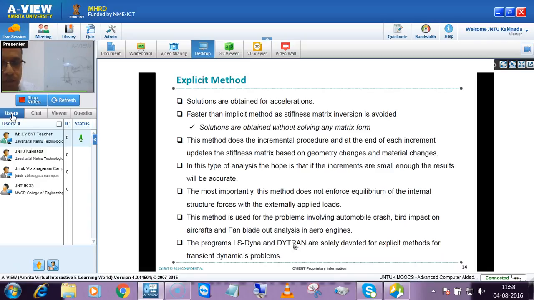So the programs understand and can also be divided for the explicit methods. And this method can be exclusively used for automobile road impact and road analysis.